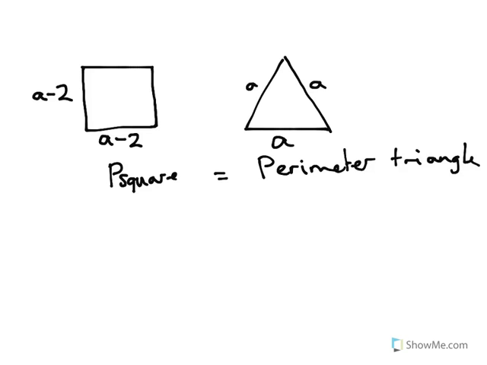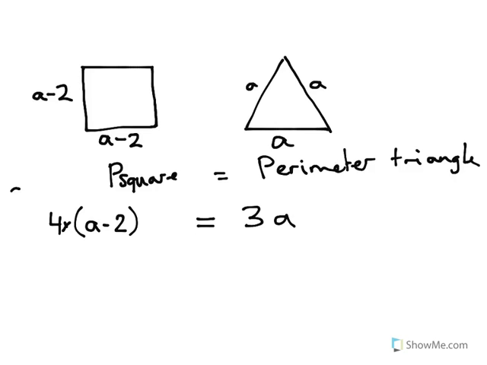So what would the perimeter of the square be? It would be a minus 2 multiplied by 4. 4 lots of a minus 2 because it's a square. Okay, a minus 2, 4 times equals the perimeter of the triangle, which would be 3 lots of a.